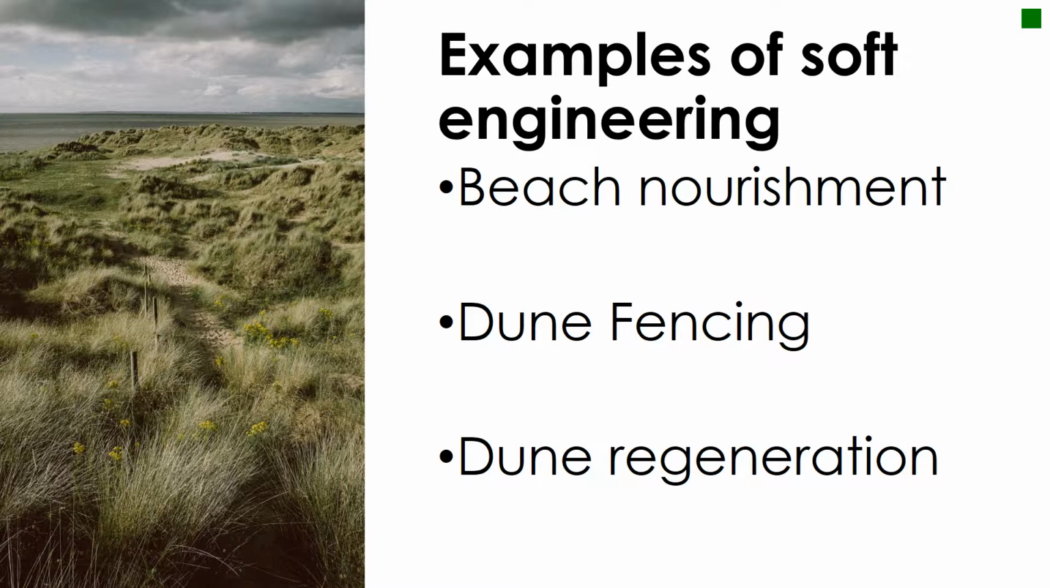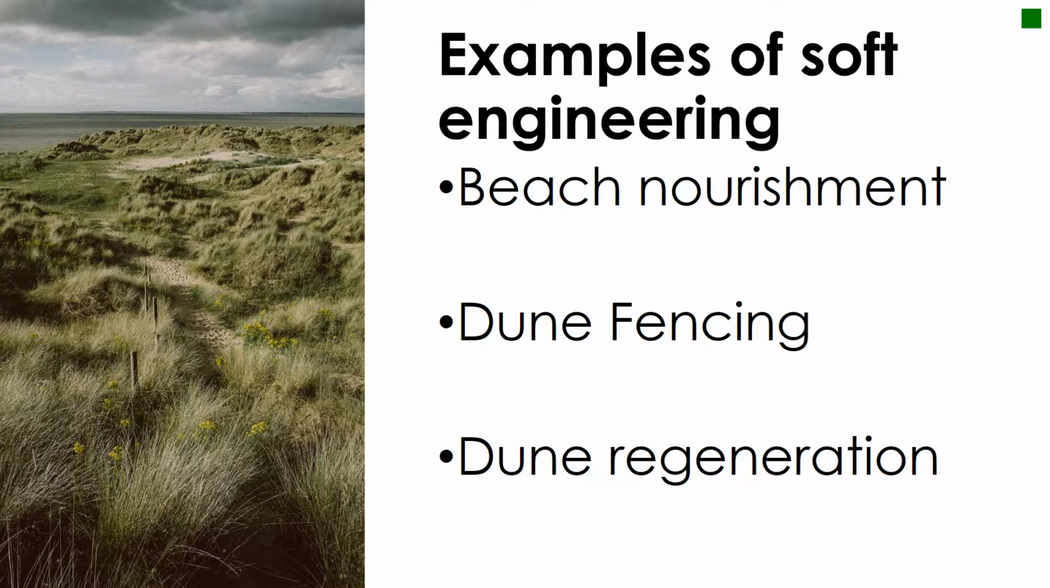Sand dunes are really good buffers and they stop the sea from eroding the land behind them. So dune regeneration is all about planting marram grass, which is a plant that's really good at living in salty conditions next to the sea, and that marram grass helps to stabilise the dunes and stop them from being eroded.